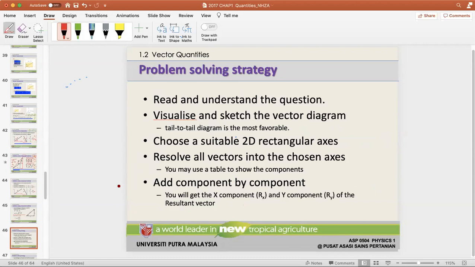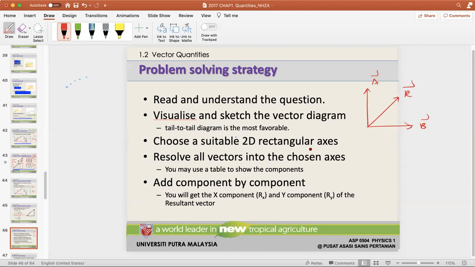And then problem solving strategy. Read and understand the question, visualize and sketch the vector diagram. Remember, the vector should always be in between the components. And if you are drawing the triangle, tail to tail diagram is the most favorable. Tail to tail is this, A vector, B vector, and the resultant is always in between the components, or in between these two vectors.